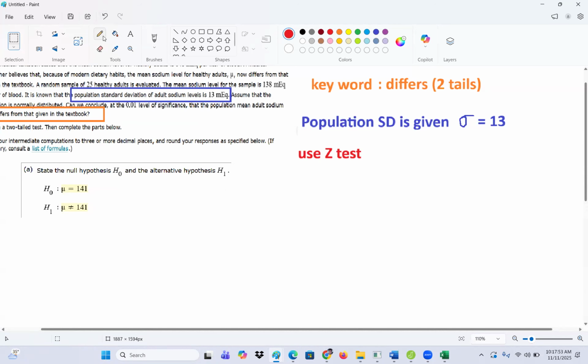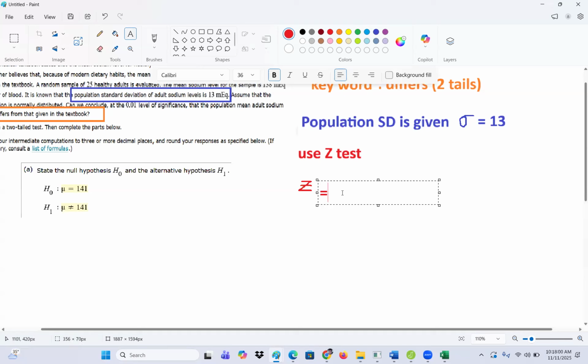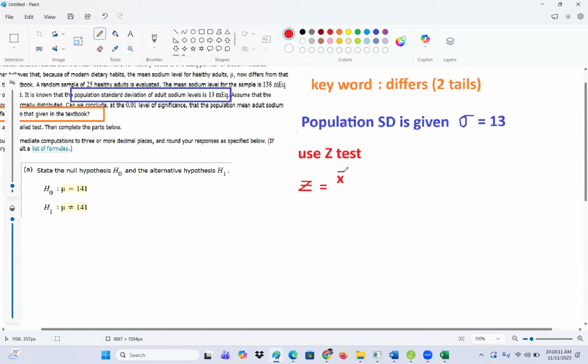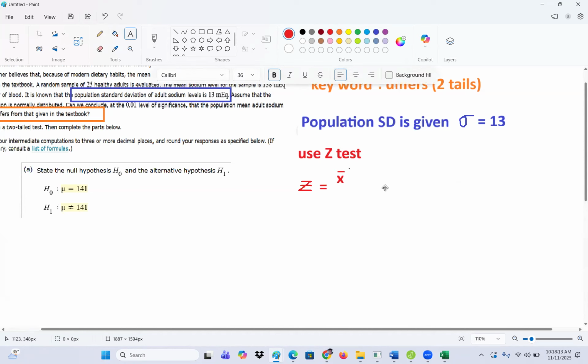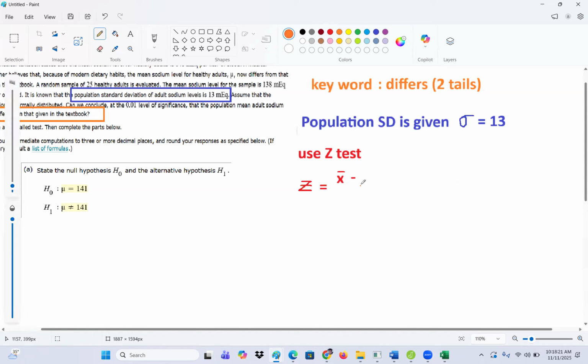And then you're going to compute the z-score. It's x bar minus the mean, divided by the standard deviation, times radical n.